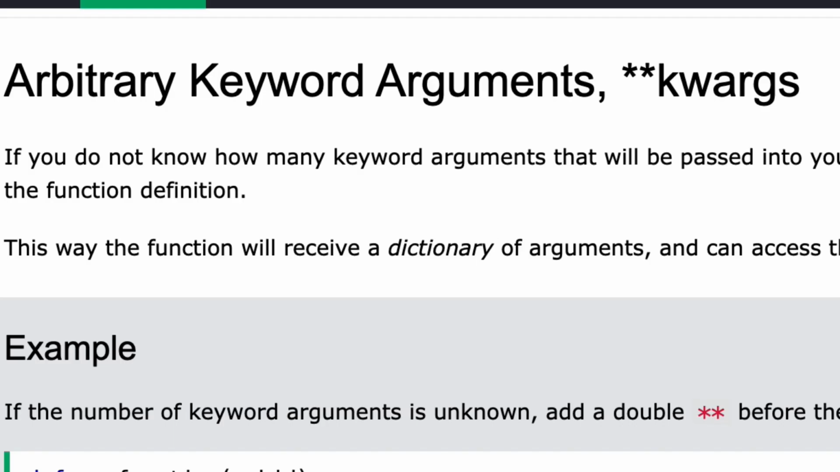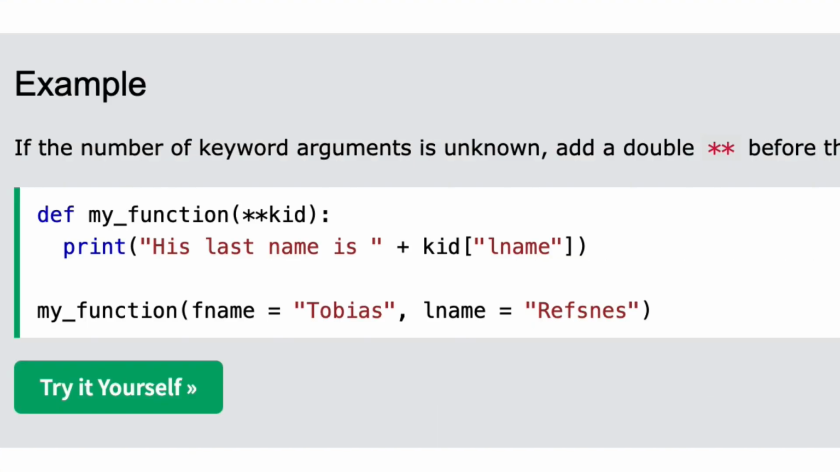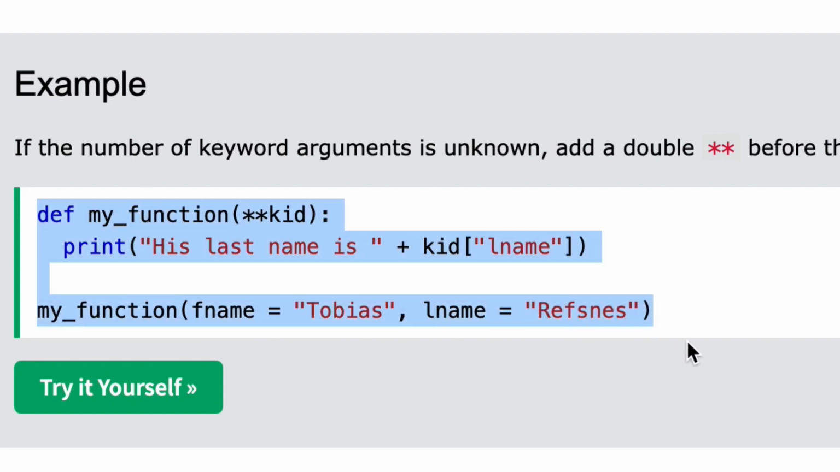So today we will start off with our arbitrary keyword arguments, our two asterisk kwargs. Our homework was, what is the output of this code? def my_function(**kid): print("His last name is " + kid["lname"]); my_function(fname="Tobias", lname="Refsnes").